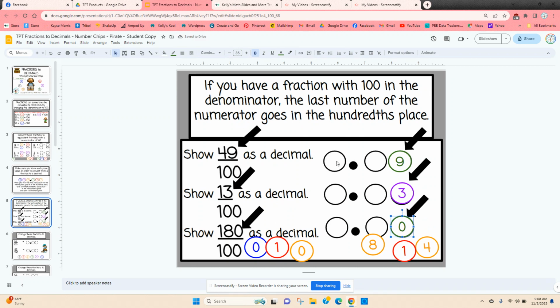Now we can easily fill in the other numbers. So 49 hundredths is going to look like this as a decimal. 13 hundredths, and that has to be a 0. And then 180 hundredths.